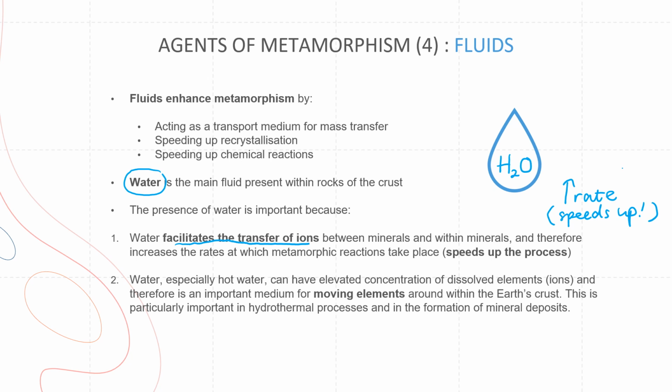And water, especially hot water, can have elevated concentrations of dissolved elements, so ions get transported by hot water, and therefore it is an important moving medium. So it moves elements around within the Earth's crust, and this is particularly important in hydrothermal processes, as the name suggests. So it's hydrothermal, hot water, and in the formation of mineral deposits.